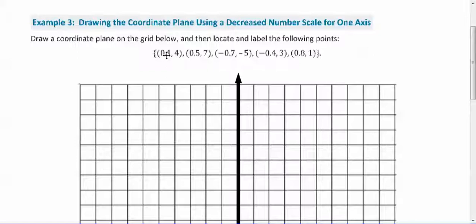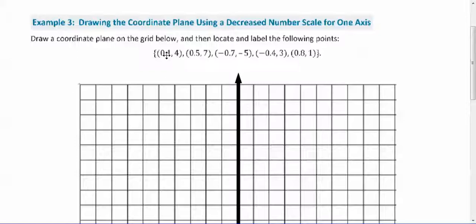All right, go ahead, Ava. 0.1, 0.5, 0.7, negative 0.7, negative 0.4, and 0.8. Very good. So we're dealing with a lot of tenths here, right? So we've got 5 tenths, negative 7 tenths, all of these things. What do you think we could count by to make sure we can get to our highest absolute value here, which is 8 tenths? What should we count by? Peyton? Tenths. Tenths, yeah, it makes sense, right? So let's go ahead and do that.